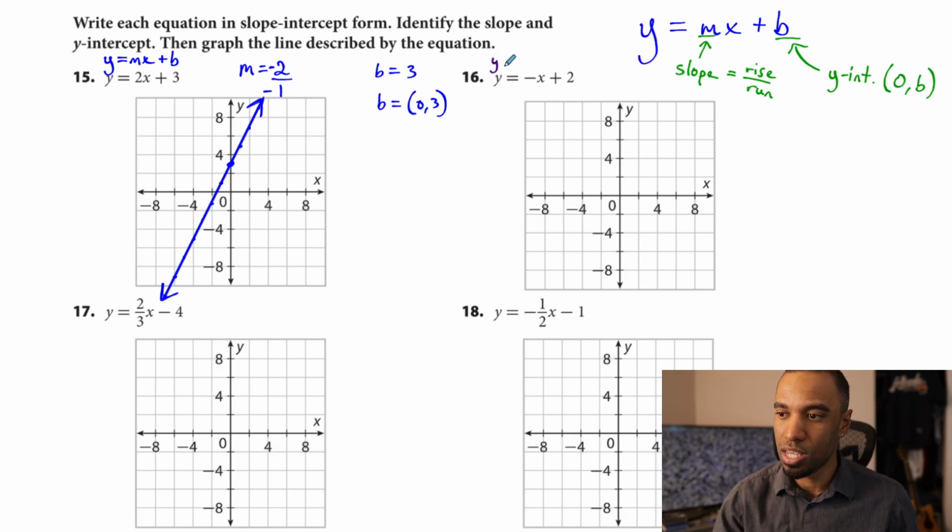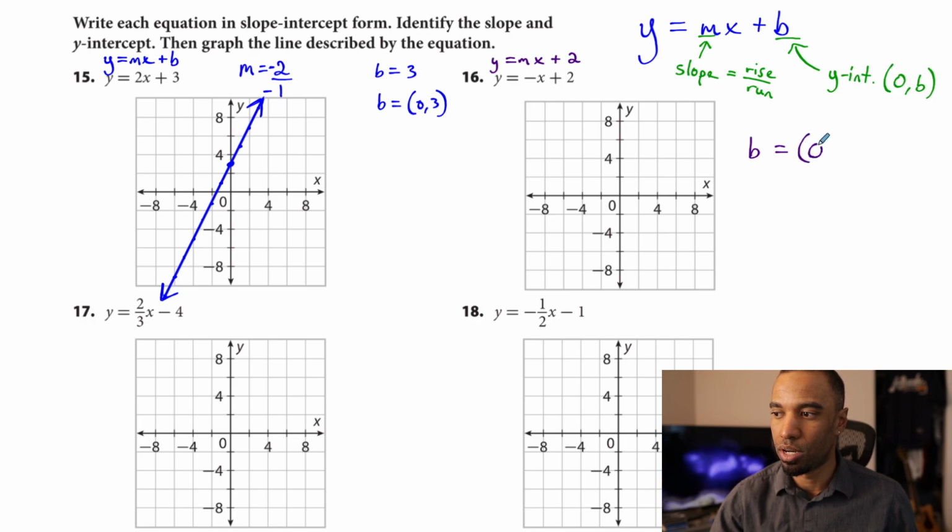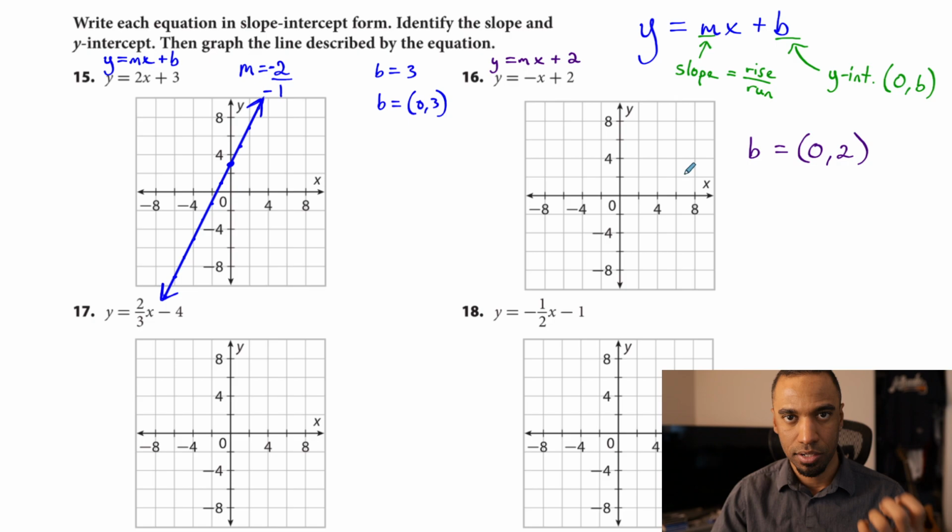Once again, this is in slope-intercept form. It might be a little less obvious on m, though. So let's start with b. The b value is a 2, or that means 0, 2 when it comes to y-intercept. We will actually start right here. And then we're going to use the slope next.